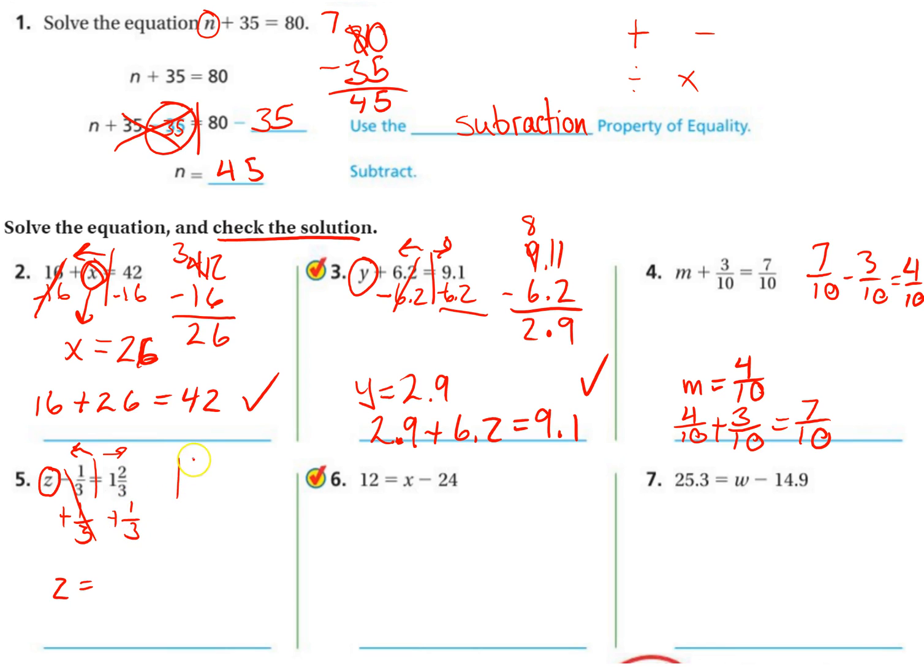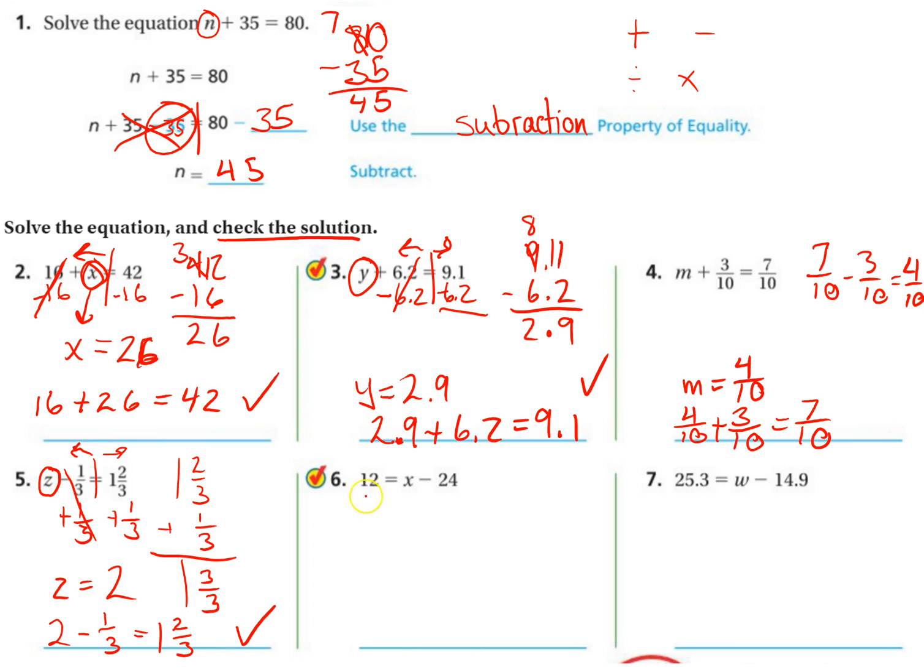Okay, so now I have 1 2/3 plus 1/3. That'll give me 3/3 and then 1, and 3/3 is equivalent to 1, so that's like having 1 plus 1, which is 2. So z equals 2, and then I just plug it in to check. 2 minus 1/3 does in fact equal 1 2/3, so this checks out.